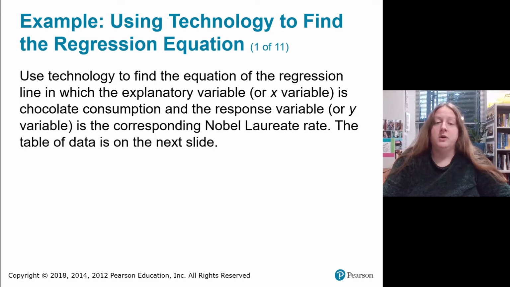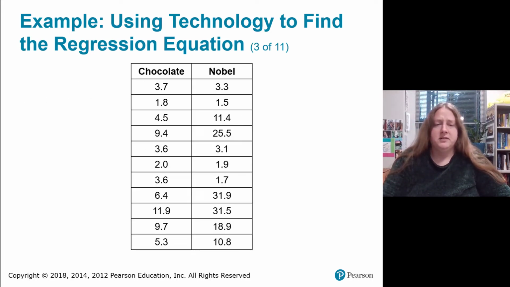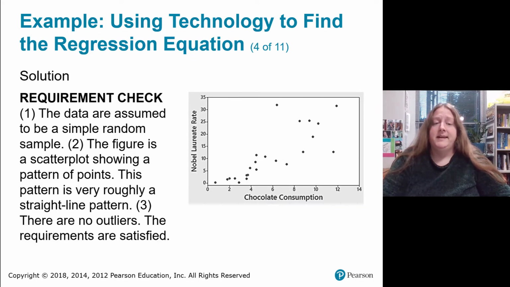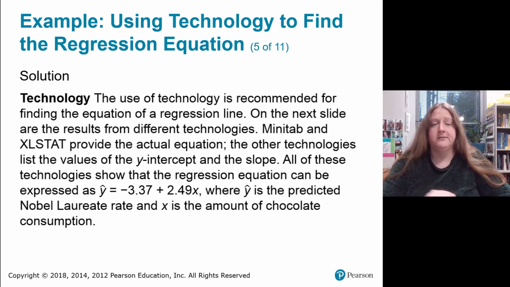So we're going back to our chocolate consumption and Nobel laureate data. So here's our data set that we had. And checking our requirements, it's simple random sample. We'll say yes. Last time we had a little bit of hesitation about that. We'll say yes this time just for the sake of this example. And looking at the scatter plot, again, pretty much a line, and there's no outliers that we really see. A couple of further away, but again, not outlier type stuff.